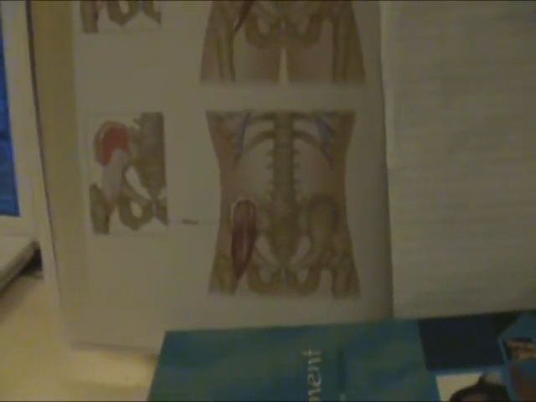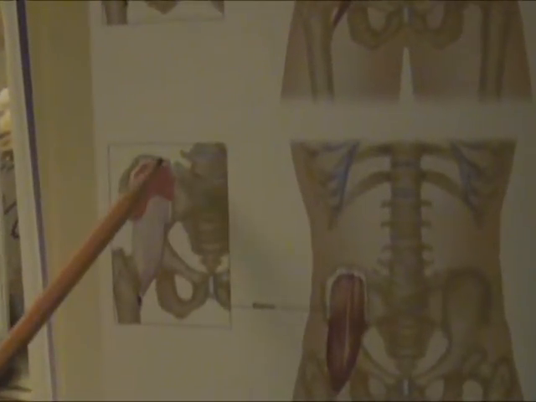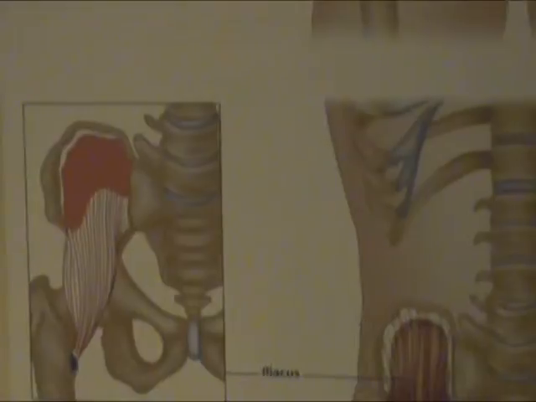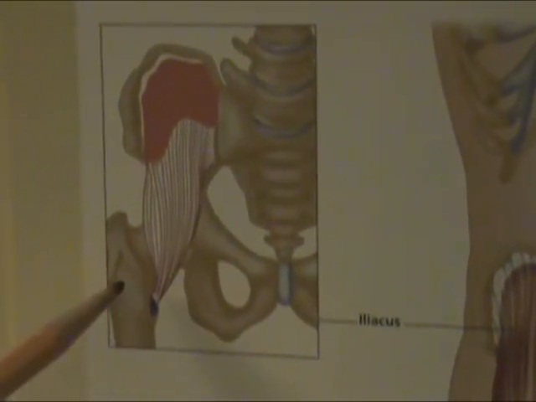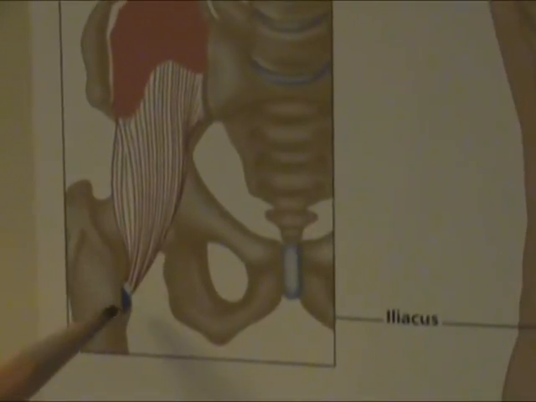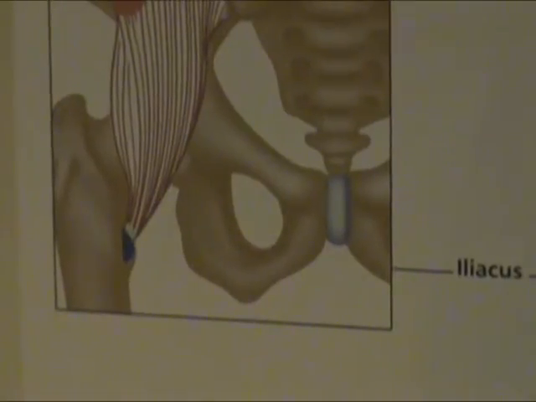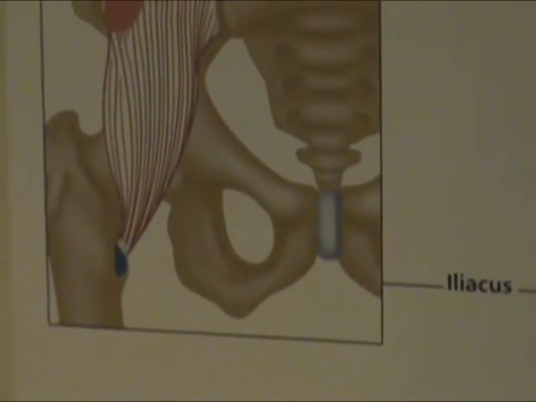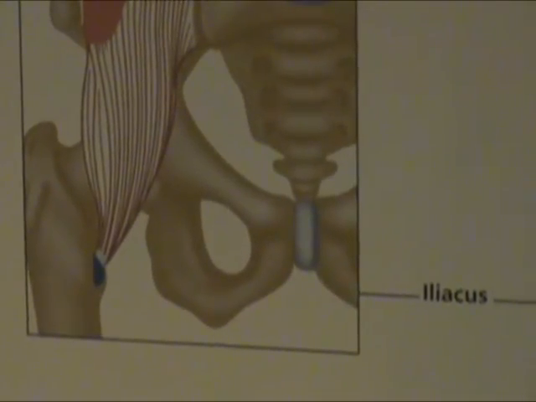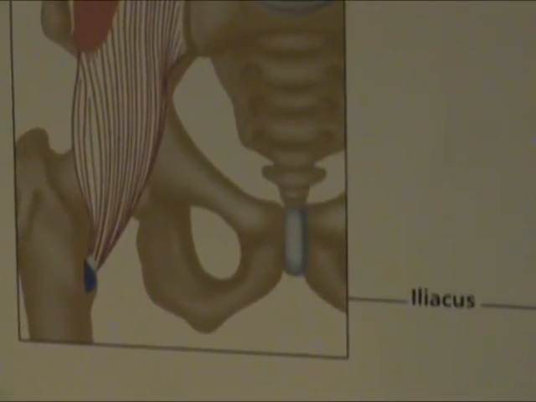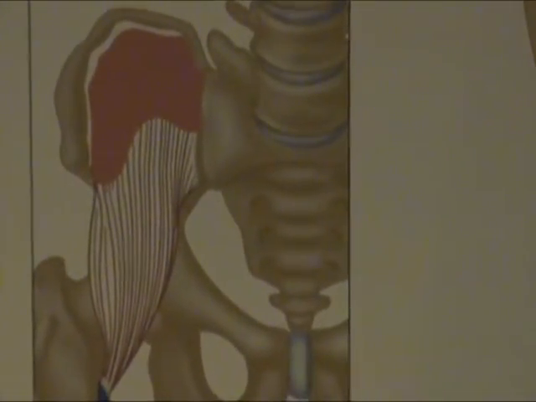The origin here is the iliac fossa and the crest. The insertion is the tendon of the psoas major. The hip is also the associated joint with the iliopsoas iliacus, and the action would be for flexing and rotating the femur laterally and flexing the vertebral column.